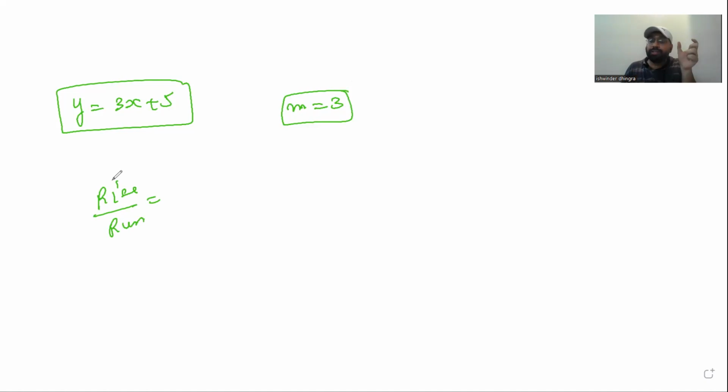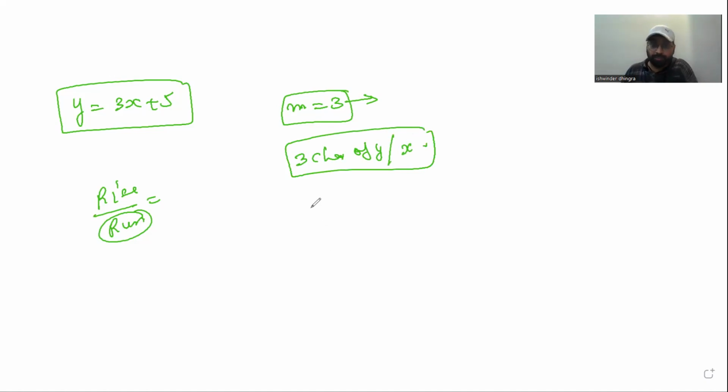You can think like this. With a 1 unit change in the value of run, we are changing 3 units in rise. Means with the corresponding 3 points change in the value of y, we are changing only 1 value with respect to x. Means I can say 3 change of y per x unit. You can think like this.